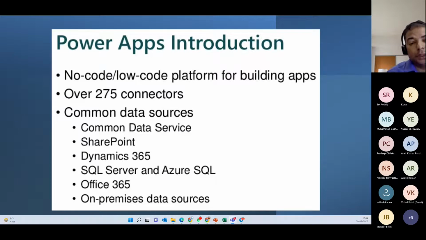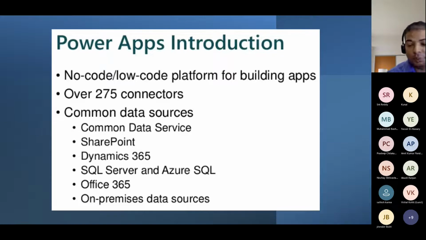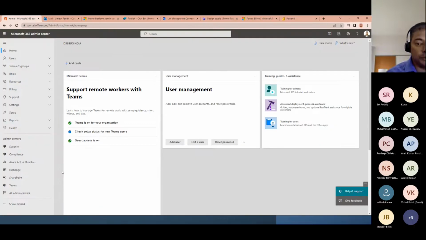Then we deep dive into Power Apps. Power Apps is a low-code platform for building applications. It has more than 275 connectors, and the common data source is the Common Data Service, which is now named Dataverse. You can also have data from SharePoint. Dynamics 365 is fully supported. SQL Server and Azure SQL are also supported. Office 365 is supported, and on-premises data sources are supported too. So let me quickly dive into some demos.